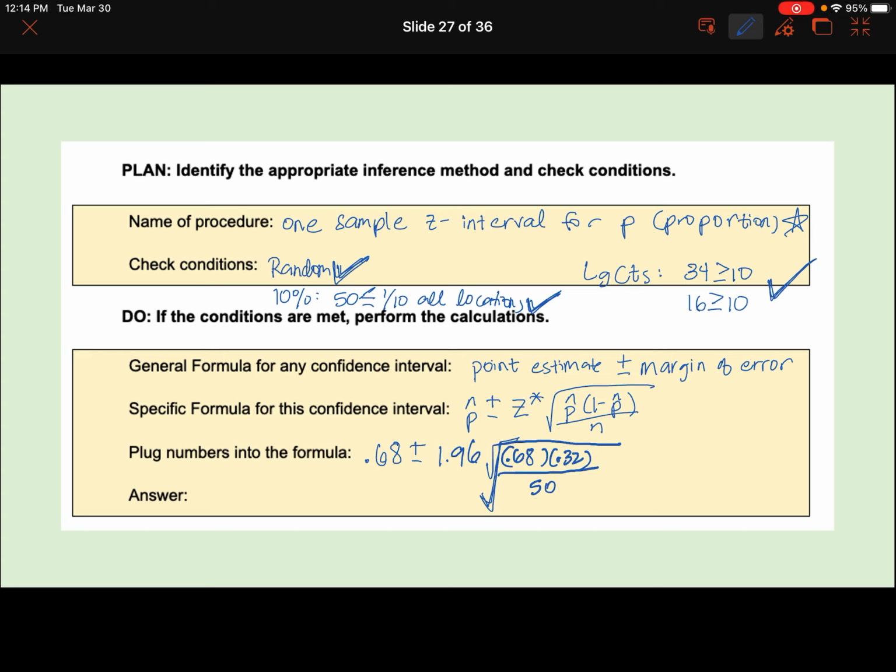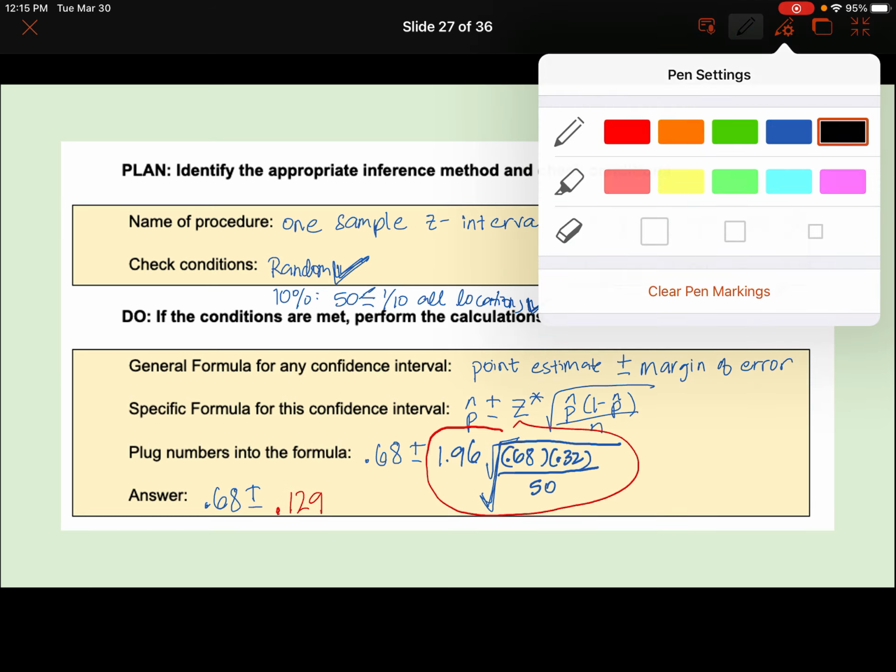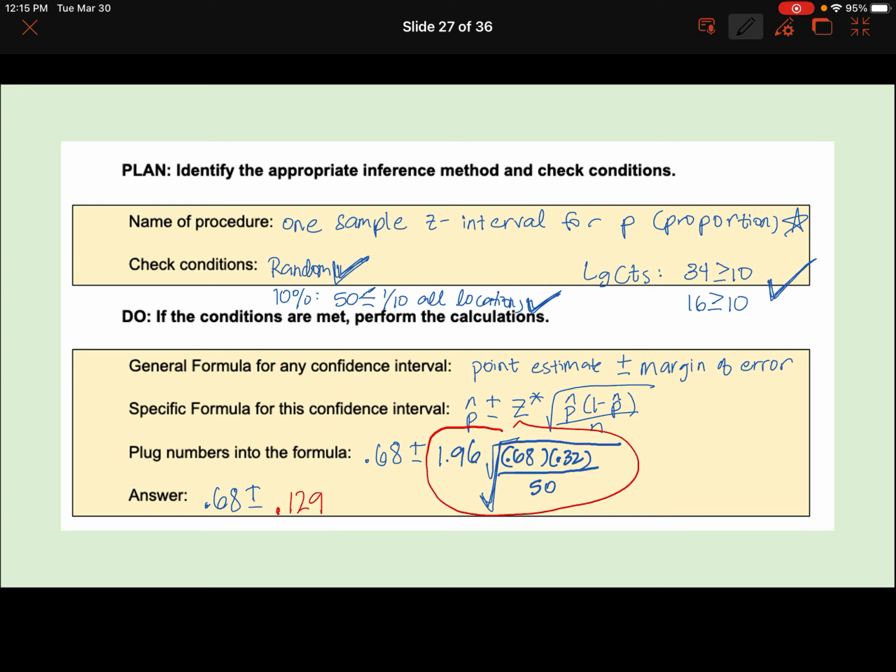All right, so for my answer, I'm just going to bring down my 0.68. This whole thing here simplifies to 0.129. So I'm going to do 0.68 minus 0.129 to get my lower bound, so 0.551, and then 0.68 plus 0.129 to get my upper bound, which is 0.809. And so that's my answer. That is the confidence interval.